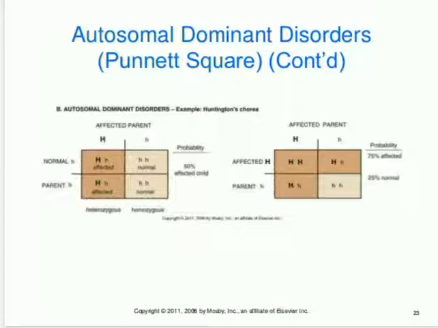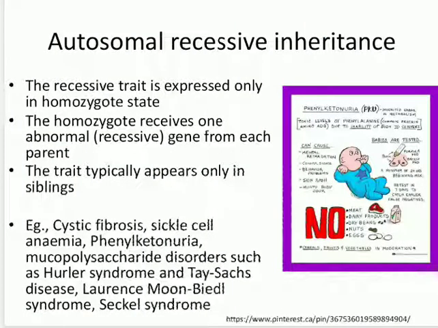As it was taught in your school days: autosomal recessive inheritance. Autosomal dominant is expressed in a heterozygous state, whereas autosomal recessive will be expressed only in a homozygous state, and the parents will be heterozygotes. The trait usually appears in siblings. Examples: cystic fibrosis, sickle cell anemia, phenylketonuria, mucopolysaccharide disorders like Hurler syndrome, Tay-Sachs disease, Laurence-Moon-Biedl syndrome.